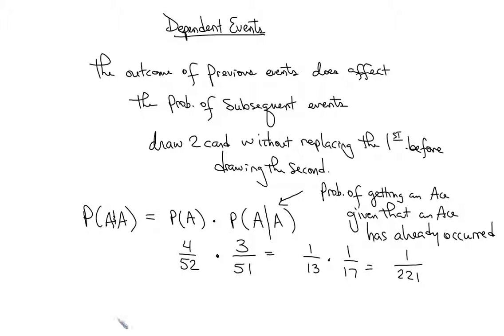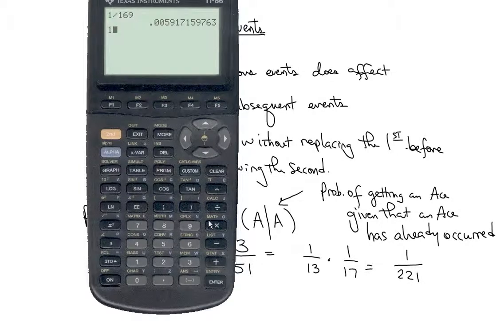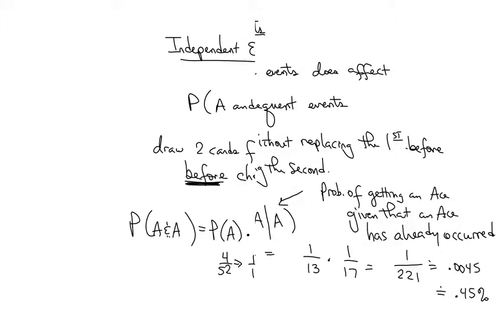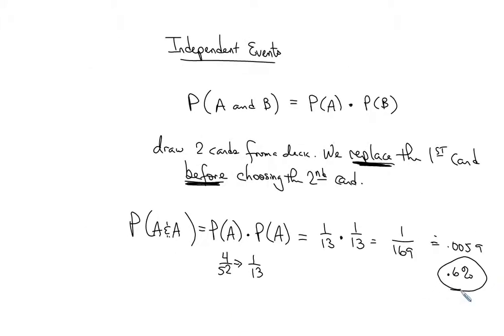Is that right? Okay. And so 1 divided by 221 is 0.0045, so that's about a 0.45% chance. Whereas in the independent version, what was the percent chance? 0.6. It's not the same, is it? There was a higher likelihood of this happening if we put the first ace back, because there were more aces to choose from the second time. Does everybody see how that works? Does everybody understand that difference between dependent and independent?